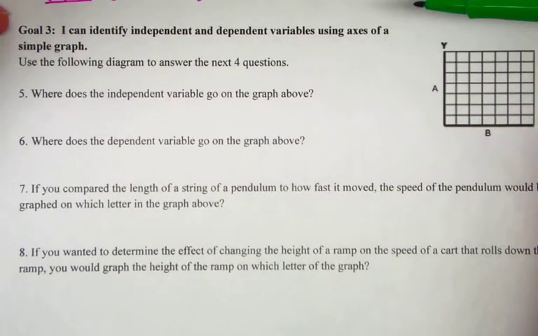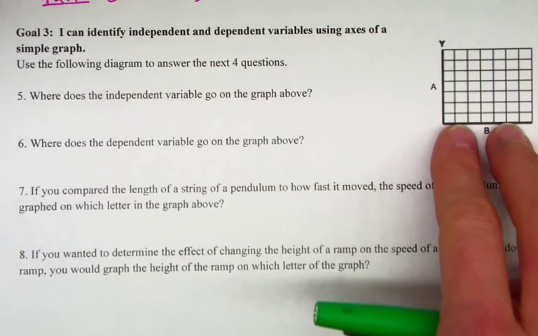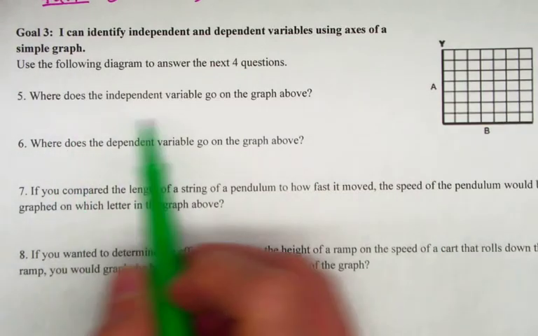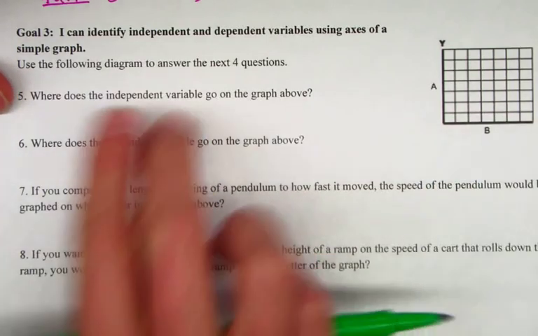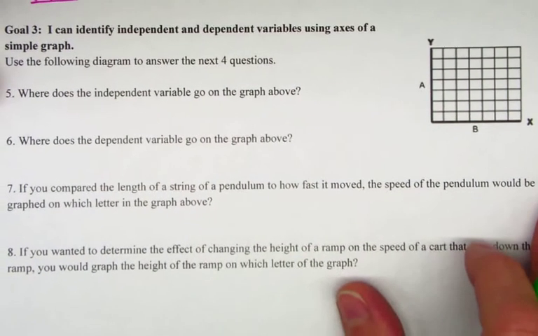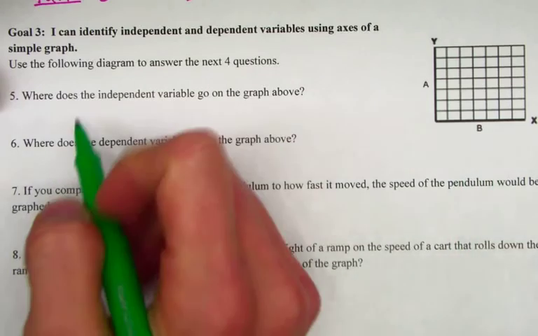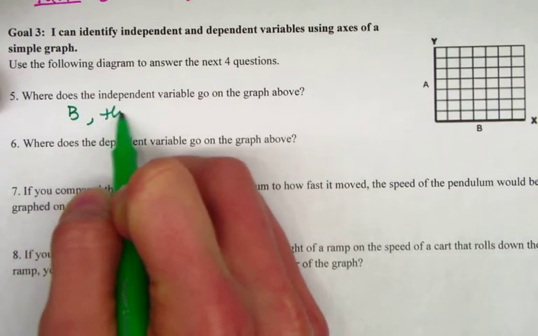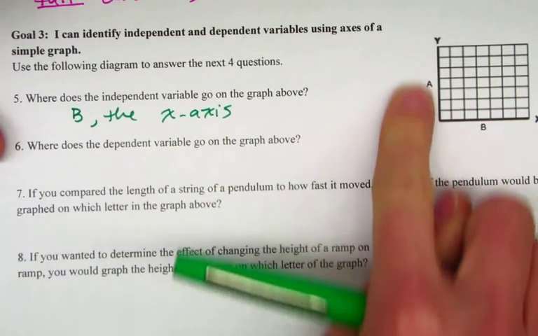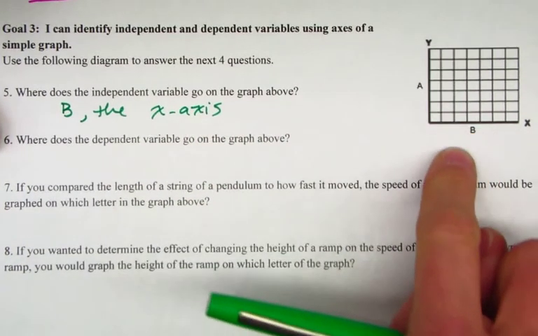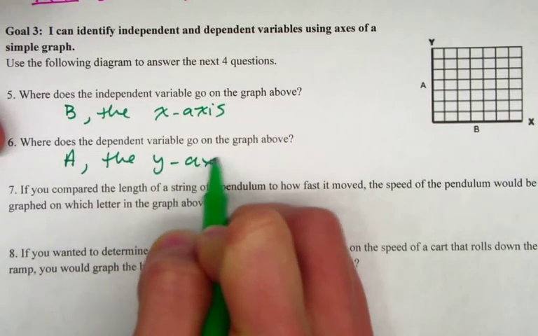For goal 3, we are going to try to identify the independent and dependent variables using the axes of a simple graph. So for this first part, where does the independent variable go on this graph? Well, independent, that's what we have control of. And anytime we have control of something, that's always going to go on the x-axis. So this is B, the x-axis. Which means the dependent variable depends on the x that we choose. That's going to be A, the y-axis.